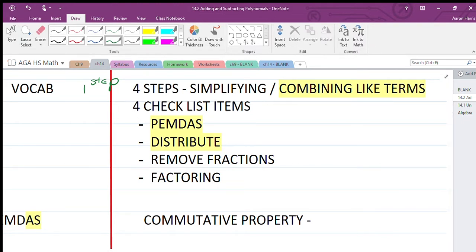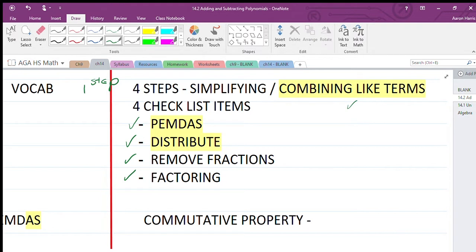So let's talk about what simplifying really means. Well, you need to check off, is there anything to do with PEMDAS? That's the first thing and foremost. Then the second thing, can I distribute anything? The third thing would be to remove fractions. And of course, the last thing is factoring, which we haven't gotten to yet, but we will talk about factoring, okay? And then after I figure out, okay, can I simplify or not simplify, I then make sure that I have combined all the like terms together, and that will complete your first step.